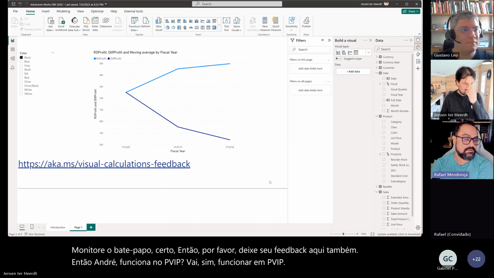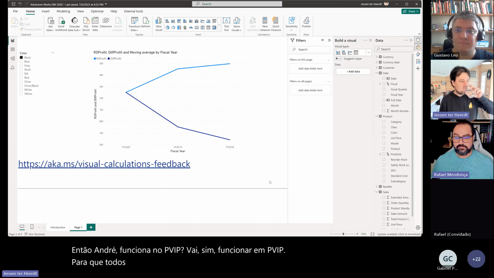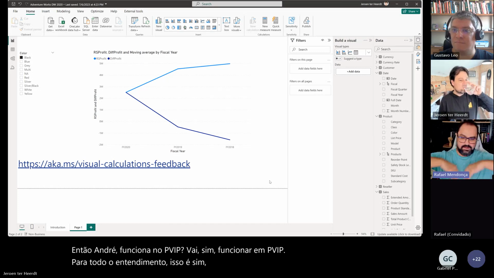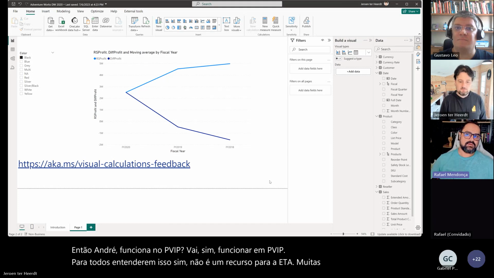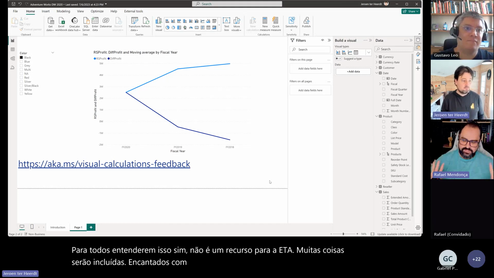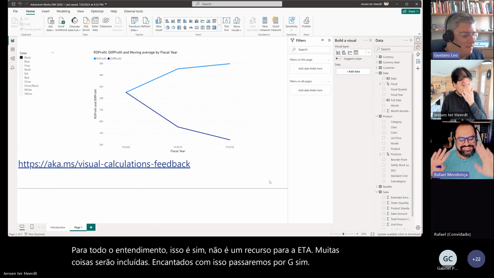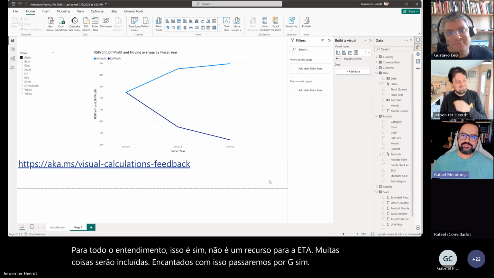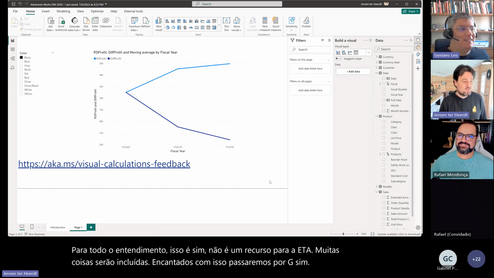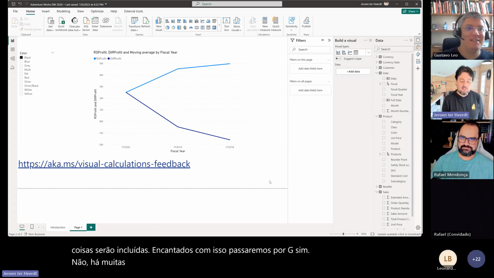For all understanding, this is a feature in preview. This is not a feature in GA. A lot of things will be included and changed until we go through GA. So yes, calm down. Take a deep breath. Yes, there's loads of things that we still need to do, right? There's basic things like formatting.